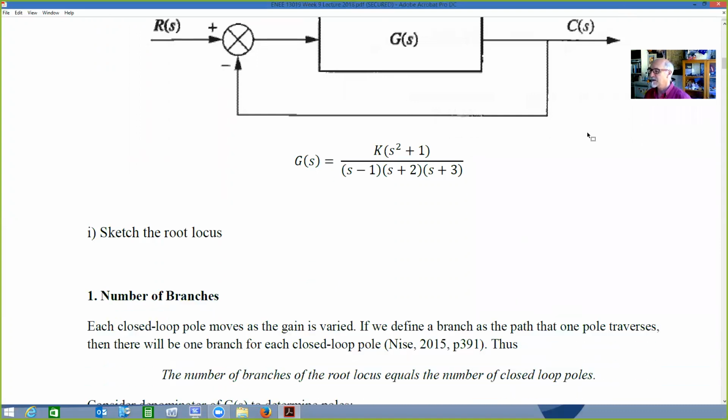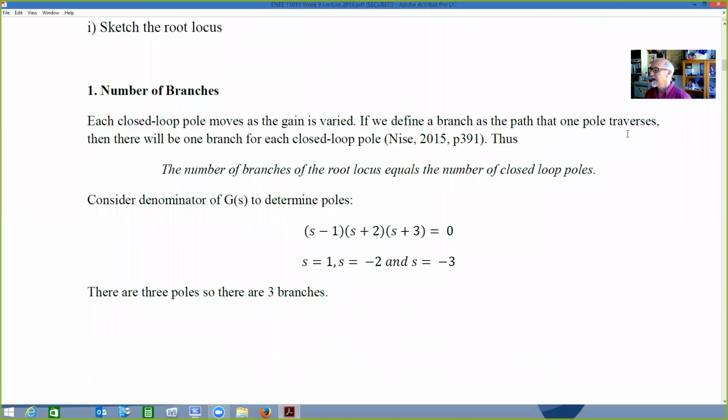So we're going to sketch the root locus. The first thing you have to do is the number of branches. And what you'll see here is you need to not just suddenly do a calculation, you need to substantiate it. So when you're doing these problems, pretty much you can cut and paste these expressions that I've developed out of the textbook. So each closed loop pole moves as the gain is varied.